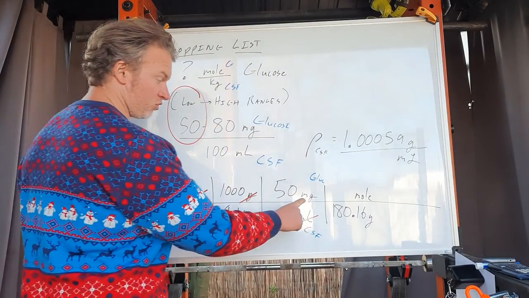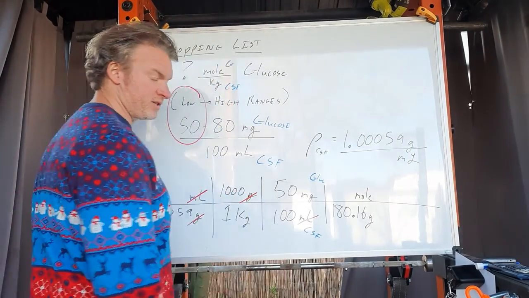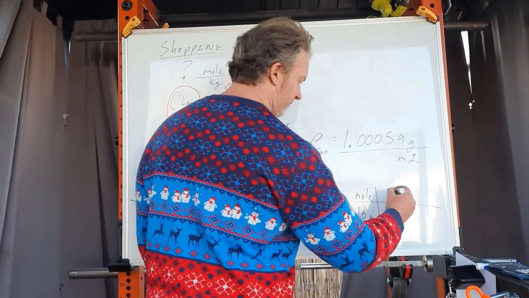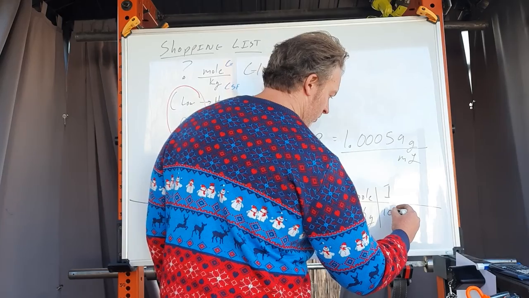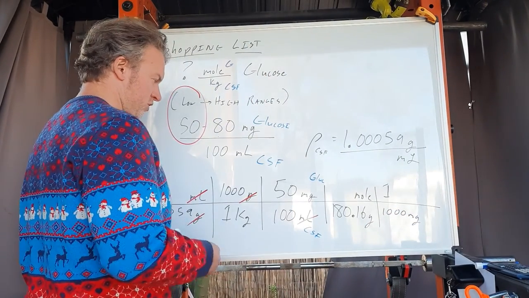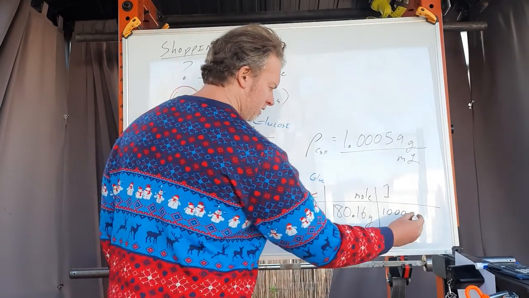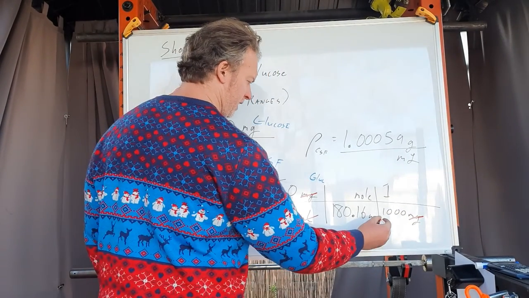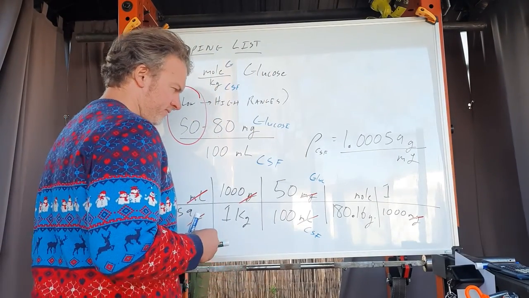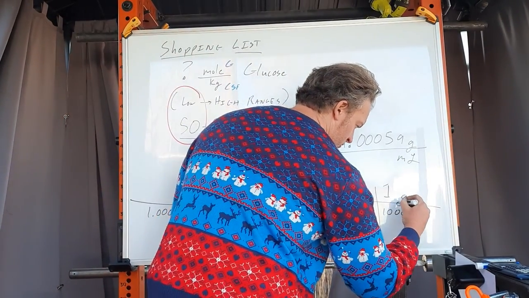Now I understand that grams and milligrams don't cancel out right here, but I'm just going to put in a little conversion. For every 1 gram, there's 1,000 milligrams. So milligrams cancels, and then inside, yes, I forgot to write the gram in there. That makes more sense.